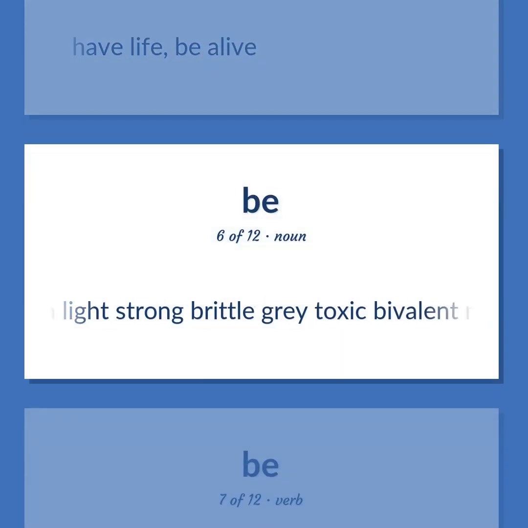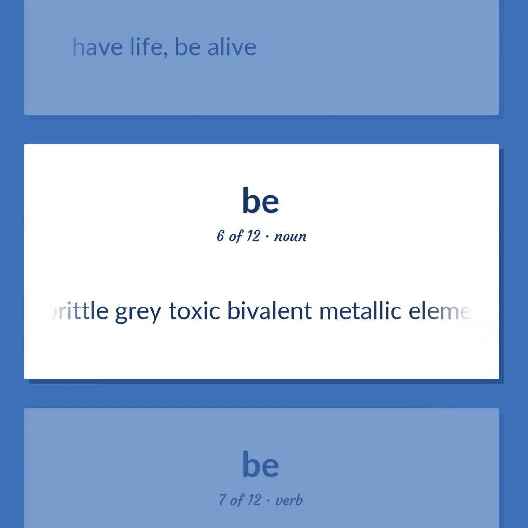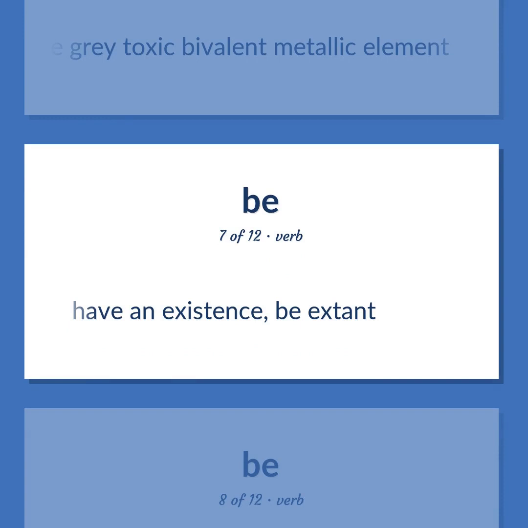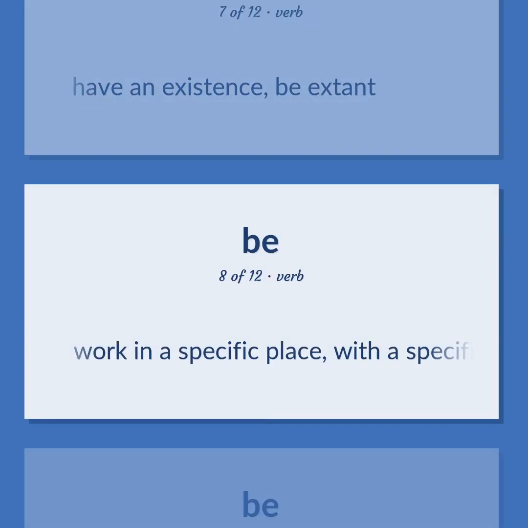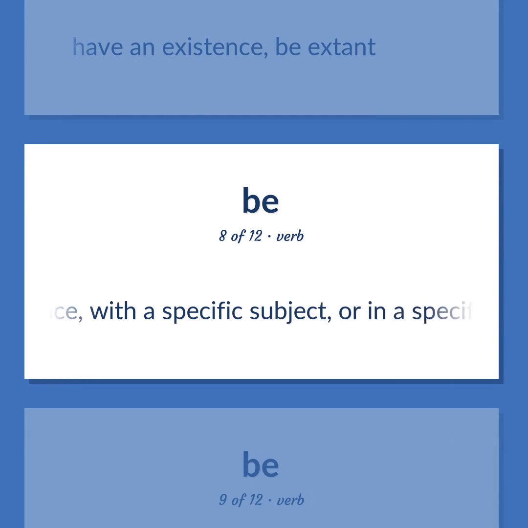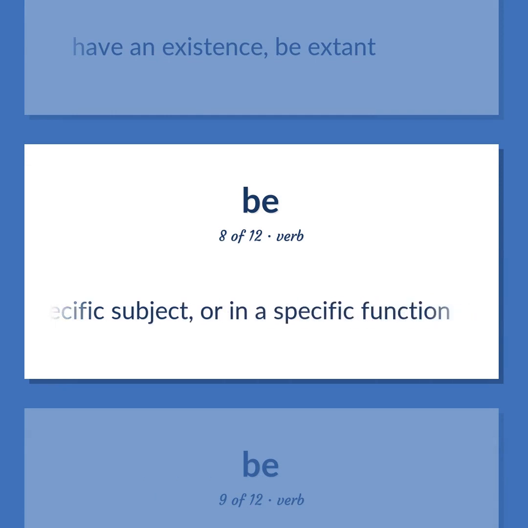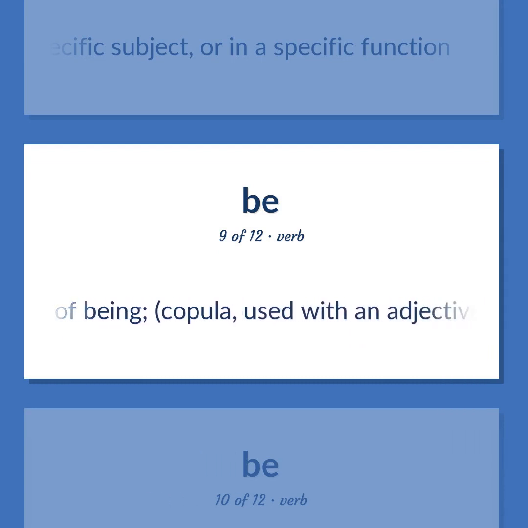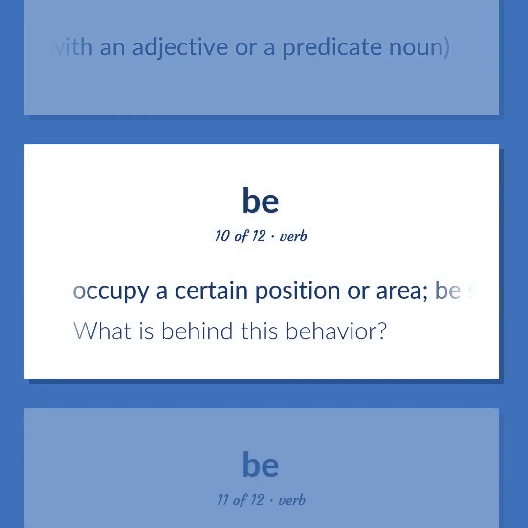A light, strong, brittle, gray, toxic, bivalent metallic element. Have an existence, be extant. Work in a specific place, with a specific subject, or in a specific function. Have the quality of being. Copula, used with an adjective or a predicate noun. Occupy a certain position or area, be somewhere.